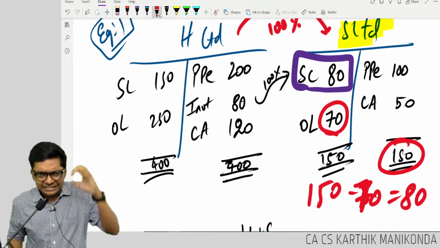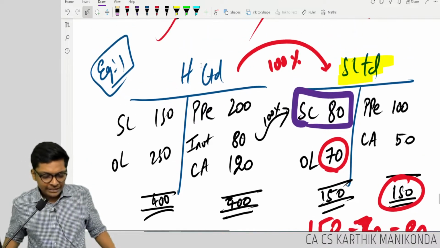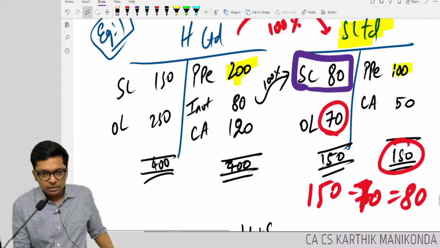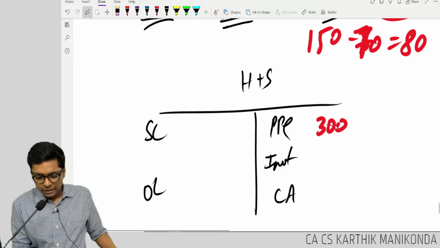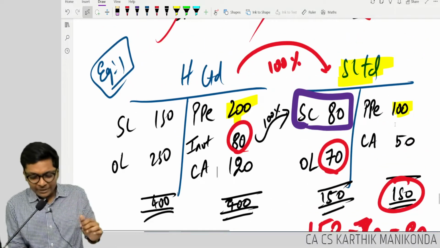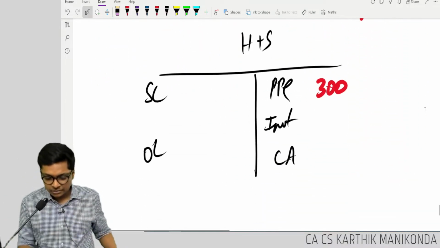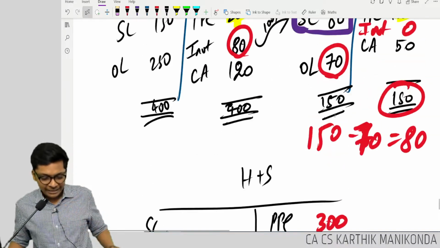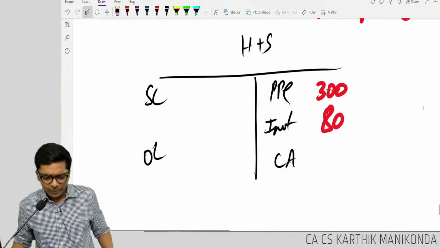I told you consolidation is nothing but line by line addition. So let's do one by one. PPE here 200, here 200 plus 100, how much, guys? Very good. Next, investments 80 plus, here how much is their investment? 0. So 80 plus 0, yes, 80. 120 plus 50, how much?